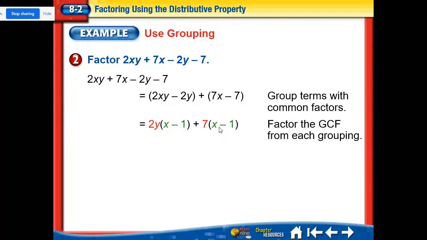Now notice the two parentheses. The two parentheses are the same. That has to happen with this factoring method. Otherwise, we've done something wrong or we can't do it. Once we know that they're the same, notice what's in red. That becomes one of my parentheses, the 2y plus 7. And the other parentheses is the first one. So it's x minus 1 times 2y plus 7. And that's how we do grouping.